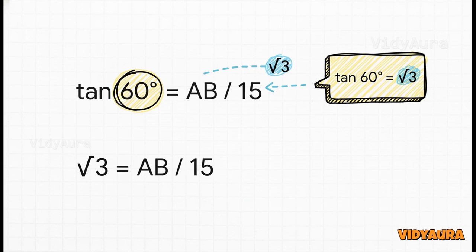Now comes a little memory test. You have to know your trig values. What is tan of 60 degrees? Come on, you know this one. It's root 3. So we just swap out tan 60 with root 3. Our equation now looks like this: root 3 equals AB divided by 15. Look at that. We are so close to the finish line now.